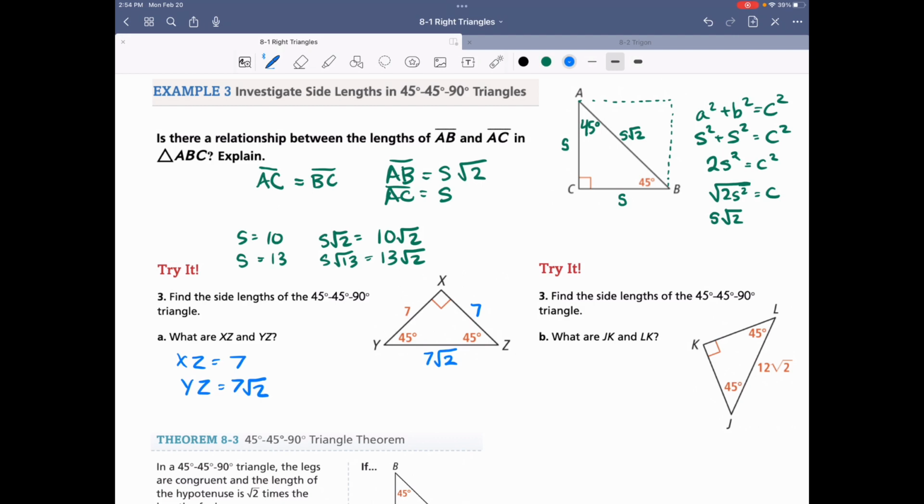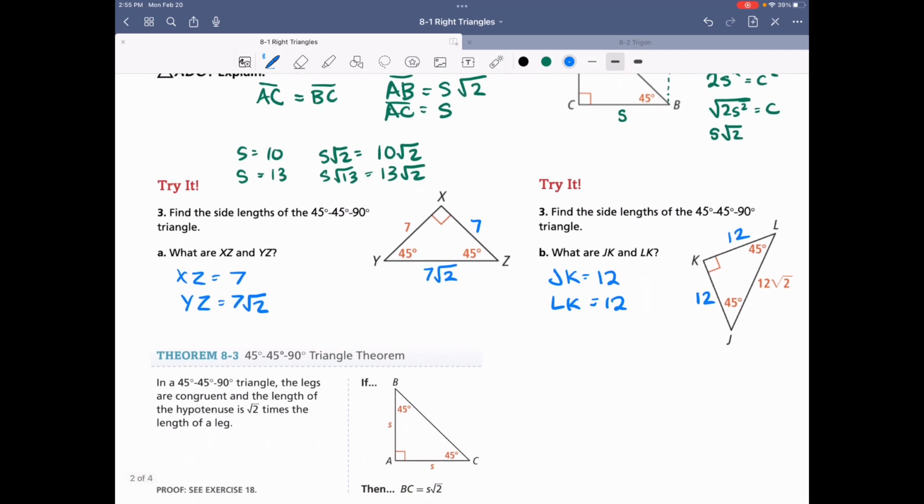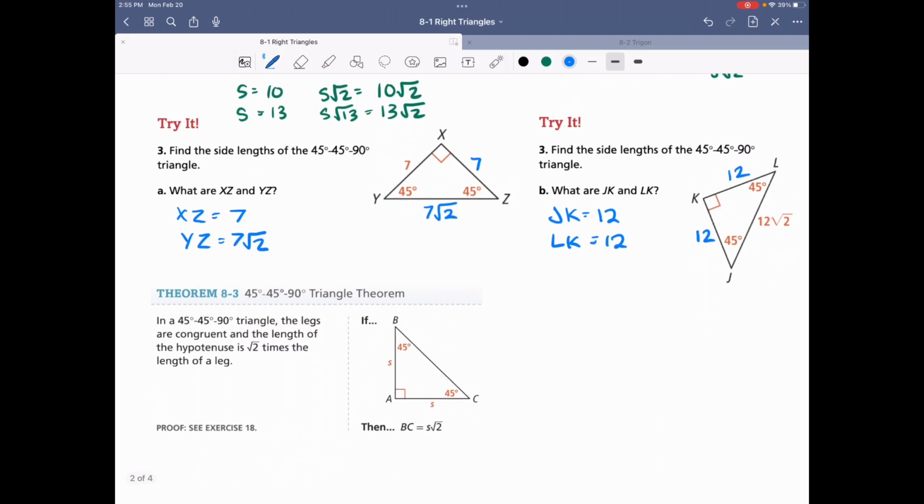Now, if they give us the hypotenuse, like on the second one, and they're saying, what are JK and LK? Well, JL is 12 square roots of 2, so these sides would have to be 12. So JK would equal 12, and LK would also equal 12. That's pretty cool, and there's a theorem about that, and it says basically what we just proved above: if we have a 45, 45, 90 triangle, then BC will equal the side times square root of 2.